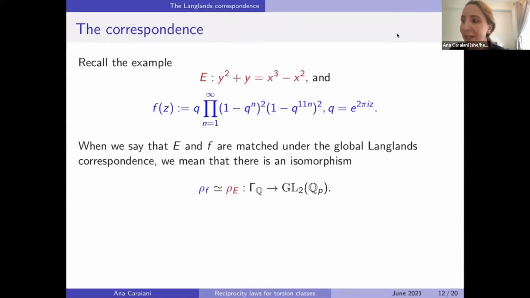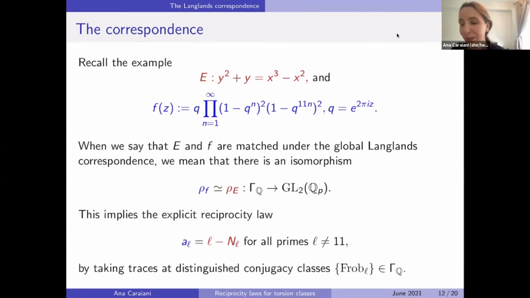So when we say that E and F are matched under the global Langlands correspondence, what we mean is that there is an isomorphism between the associated Galois representations. This is the representation that you get by looking at the p^n torsion points on the elliptic curve. And this is the representation that you cut out from the étale cohomology of modular curves.